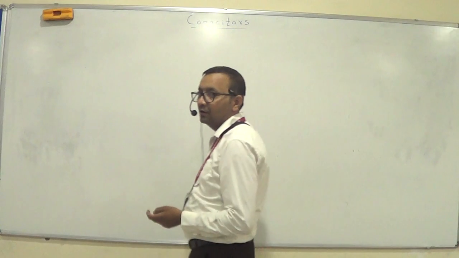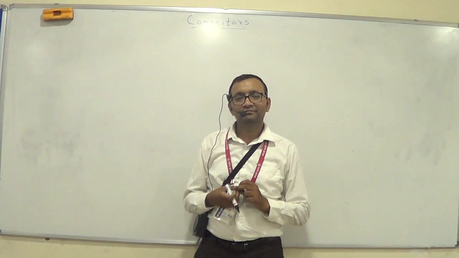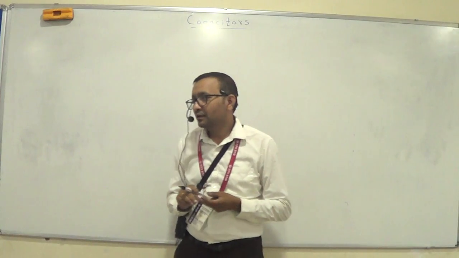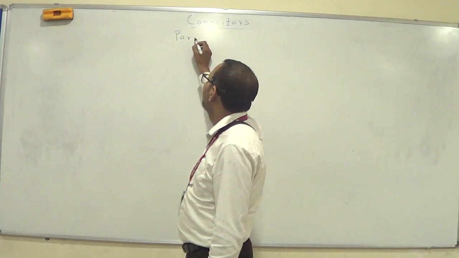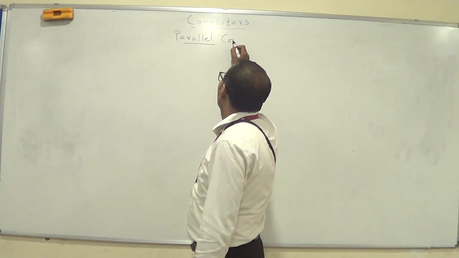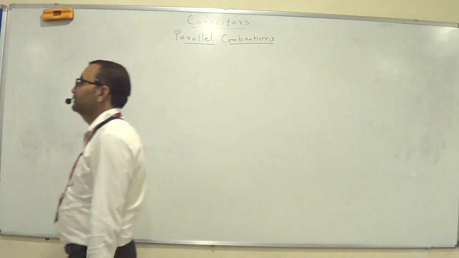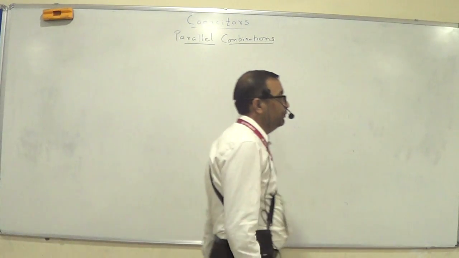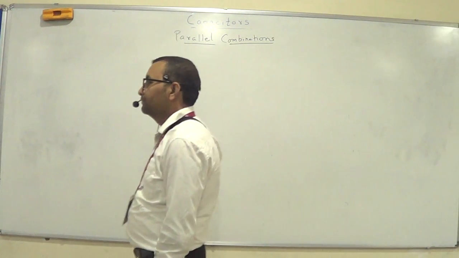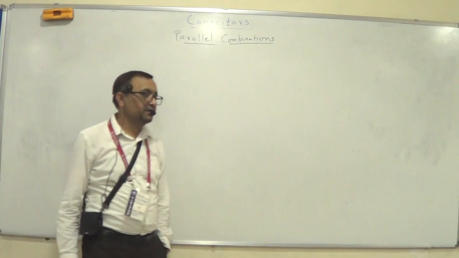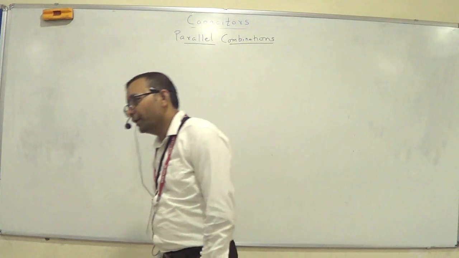Now let's try to derive the parallel combination. How do you think a parallel combination will be? How will it look, I'm asking? They will share the same potential difference. Right? So I'll write: in a parallel combination, all the capacitors share the same potential difference. In a circuit, all these capacitors will be connected across the same two points.